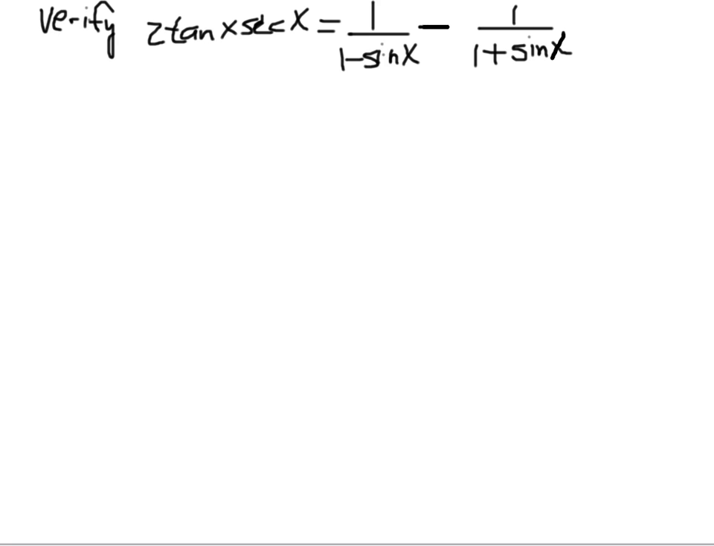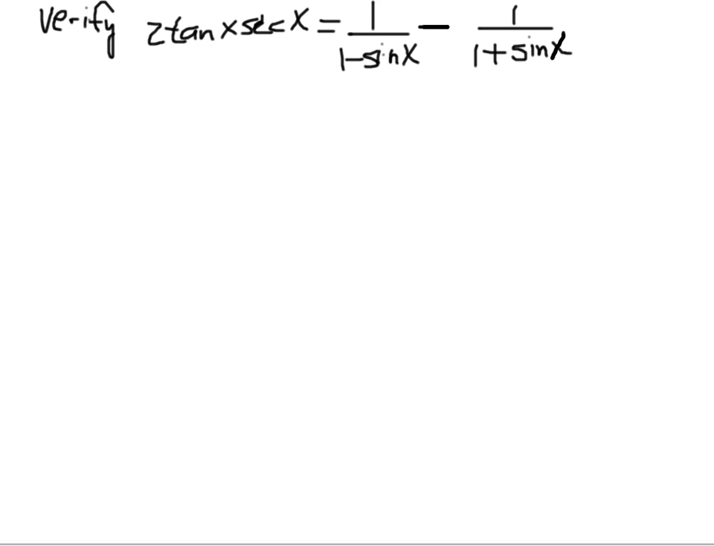Verify 2 times the tangent of x times the secant of x equals this subtraction over here. And as I'm looking at this, the right side is sticking out like a sore thumb. Work with me. Subtraction and addition tend to be more complicated. Think back to working with rational expressions. If I'm going to do this subtraction, I need a common denominator.